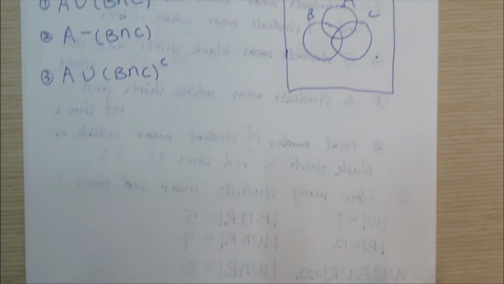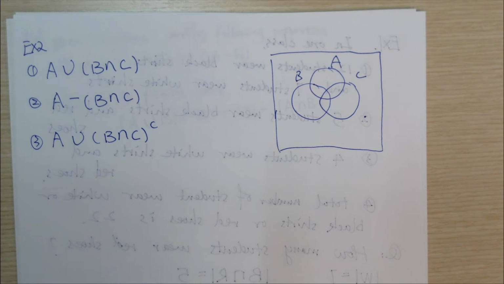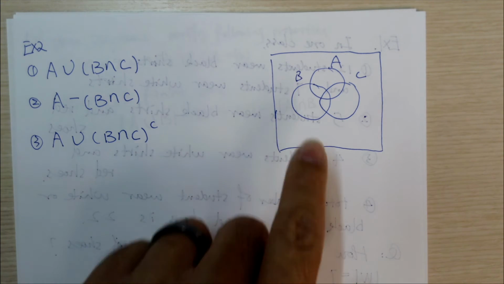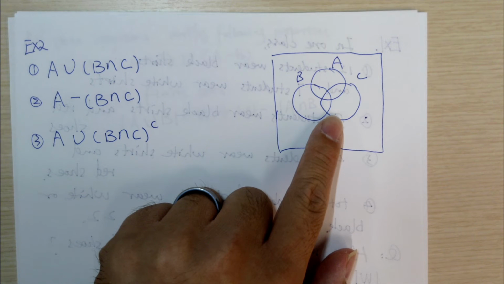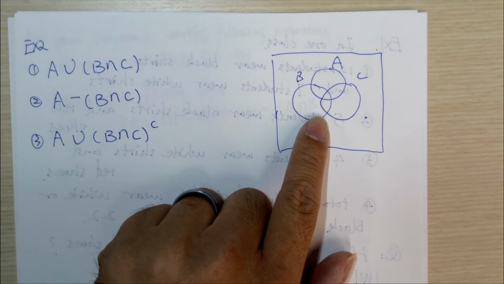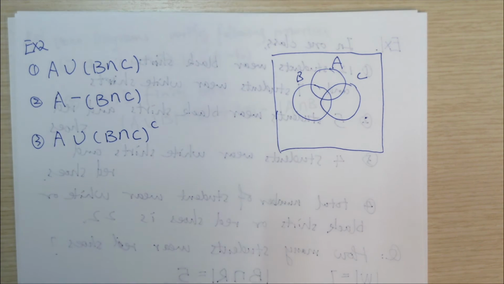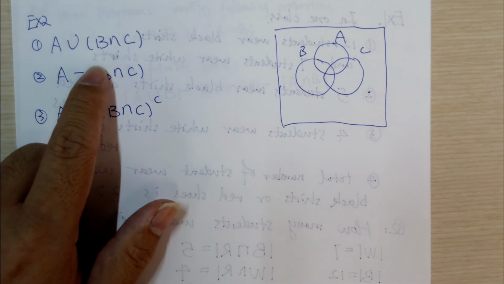Second one. Now these are some examples I want you to practice a little bit more. This is a relationship about A, B, and C, and I want you to draw the Venn diagram and also shade the area for those three sets. Okay, so let's do one by one.